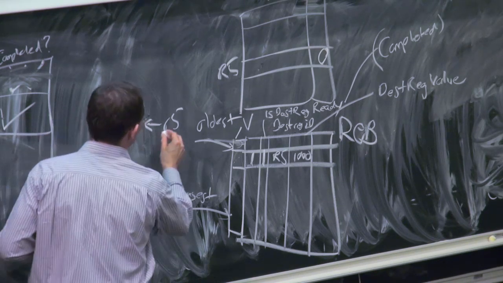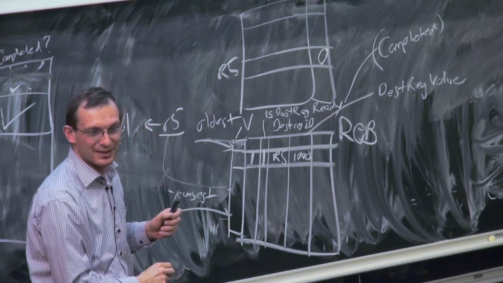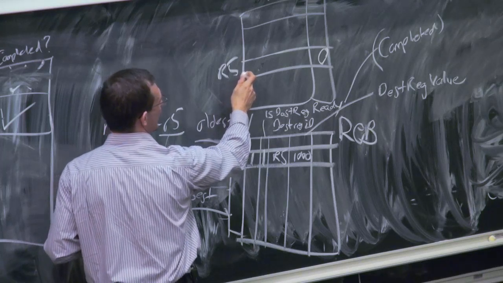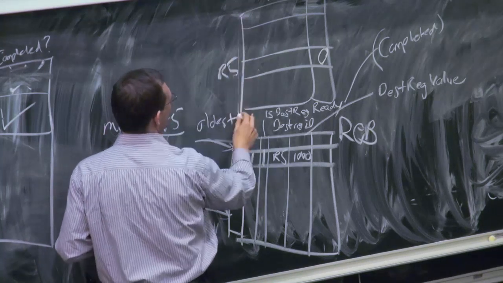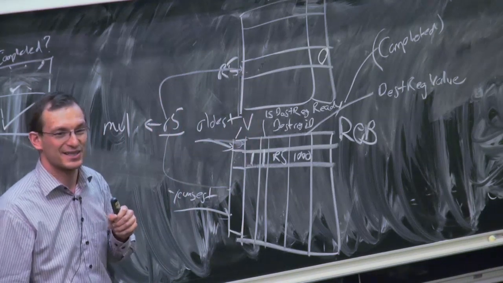Because how do we do that? We take R5 and index into the reorder buffer. It's not that simple, right? Here, with the register file, you can index directly into register 5 and get the value. You can decode the address.